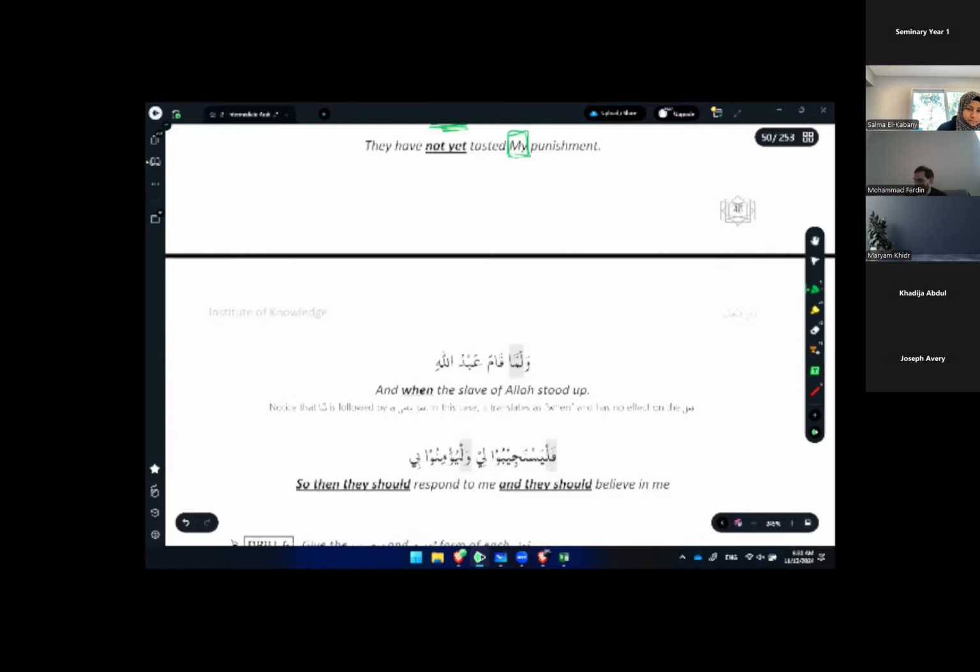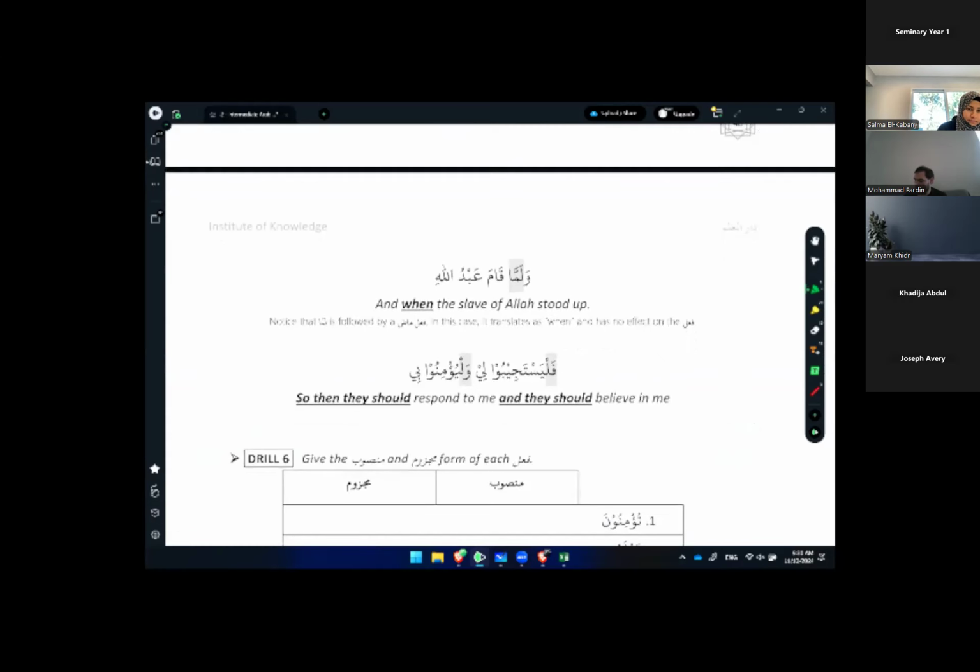Good. All right, couple more. We see here lamma being used with a past tense verb. وَلَمَّا قَامَ عَبْدُ اللَّهِ. And when the slave of Allah stood up. Notice that lamma is followed by fi'l madi here. In this case, it translates as "when" and has no effect on the verb.